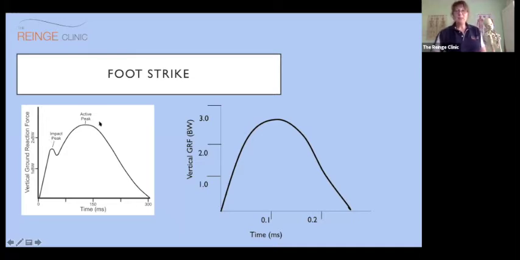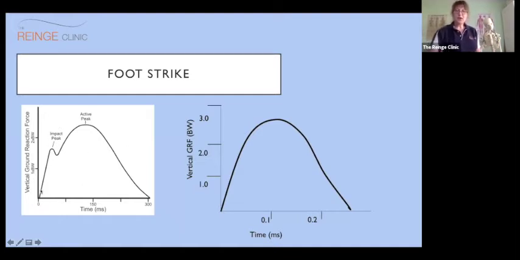Then the most force you're going to get is 2.5 times your body weight. So that's about 200 kilograms. If you think back to the gym when you're lifting weights, 200 kilograms is an awful lot of force, and your body has to deal with this force. This is why you can get injuries when you run, because your body may not be dealing with that force correctly. So if we go back to this heel strike, we've got here something called an impact peak.